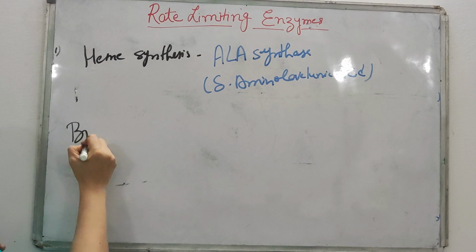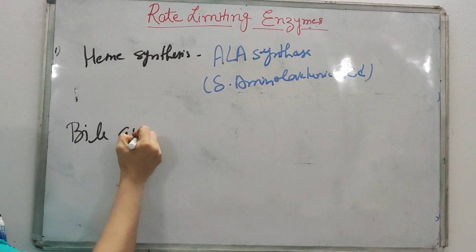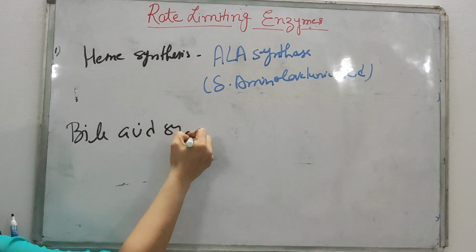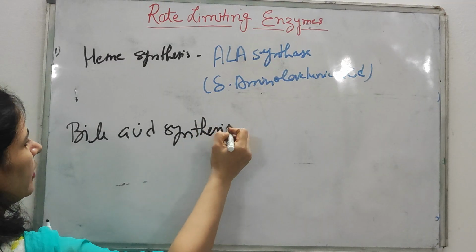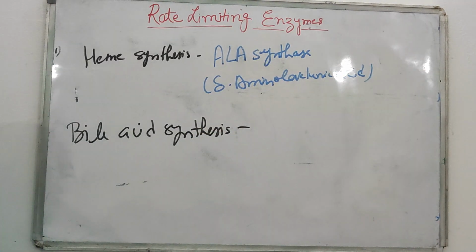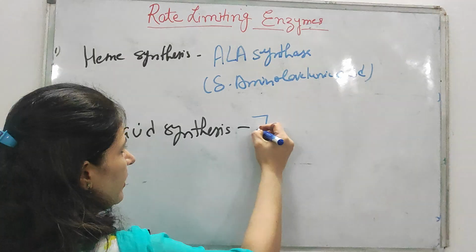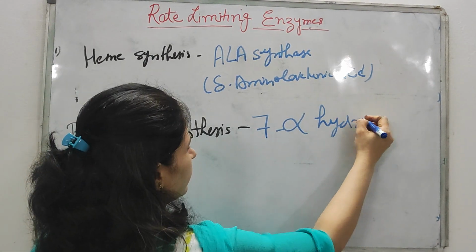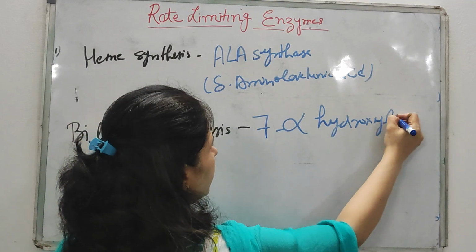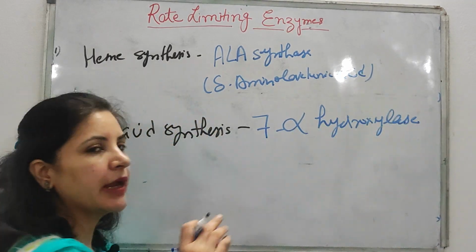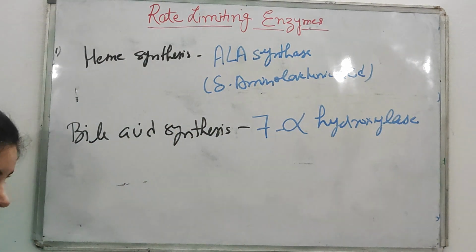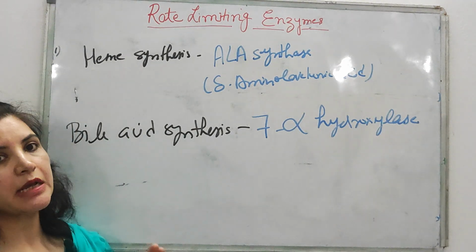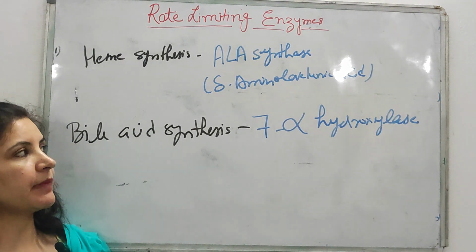And one more is bile acid synthesis. What is the rate limiting enzyme of bile acid synthesis? It is 7-alpha hydroxylase. Okay, so these are all the rate limiting enzymes of the cycles which you have studied in biochemistry.